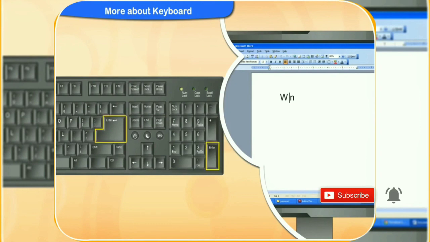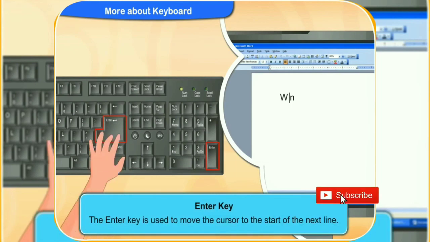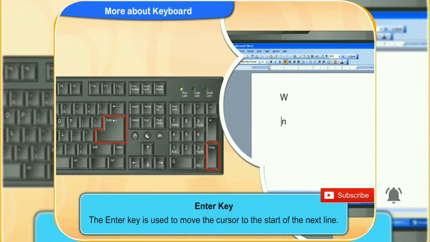What are the enter keys used for? There seem to be two of them on the keyboard. The enter key is used to move the cursor to the start of the next line. You can use either of the enter keys to move to the next line while you type.